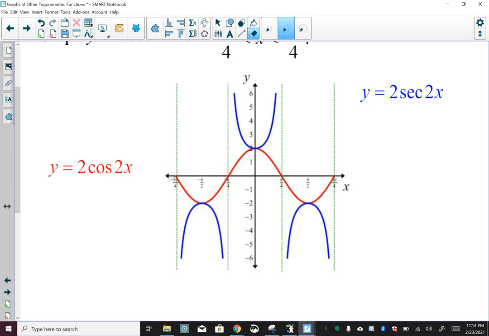Luckily though, you'll be doing all these problems in your calculator, so you won't have to worry about dealing with this by hand. Just make sure you understand where your asymptotes go and understand that you have to graph the original one first, or not the original, the reciprocal.